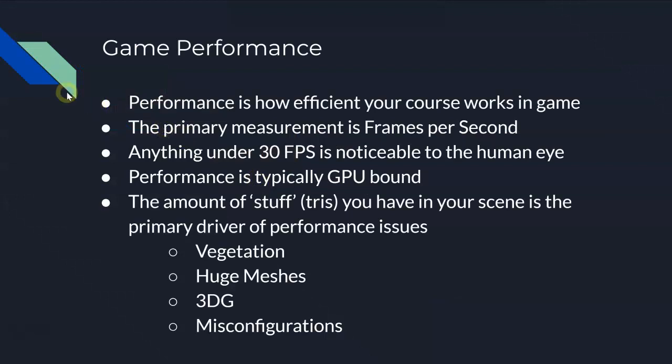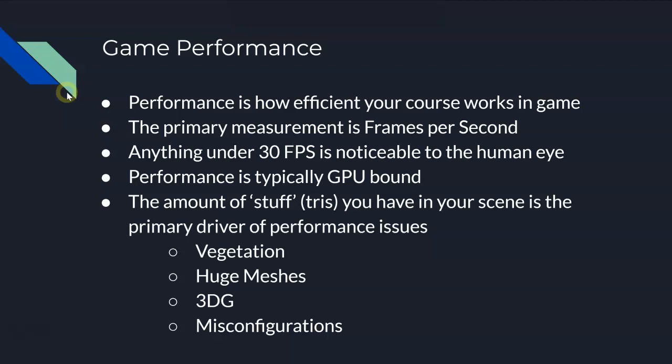So ultimately, when we talk about performance and how a game is performing, it's basically how efficient your course works in the game, how well it renders, and how well the computer resources, things like your CPU, GPU, and memory like RAM, are able to process your course and present it to the game player. The primary method of measuring that is called frames per second. So that's how many times the screen is updated every second.